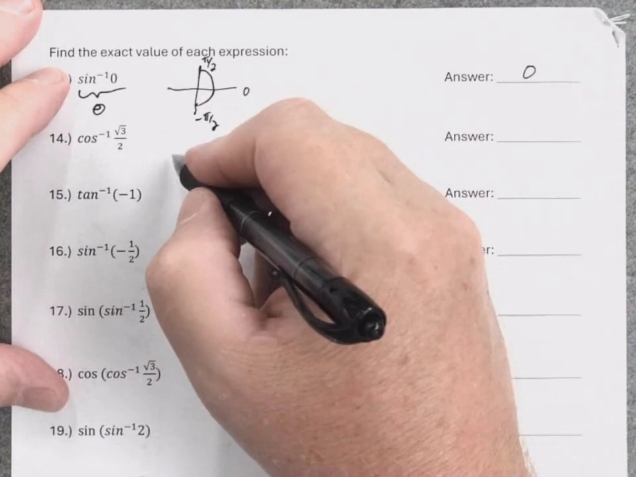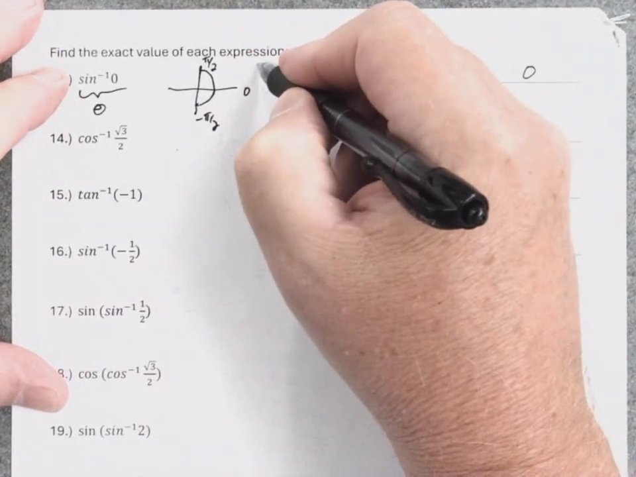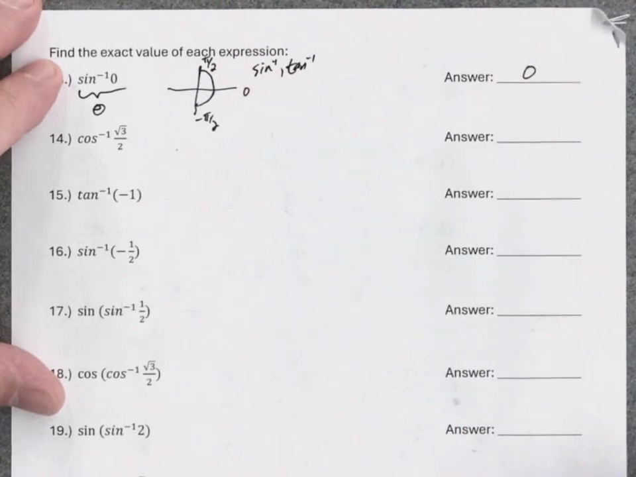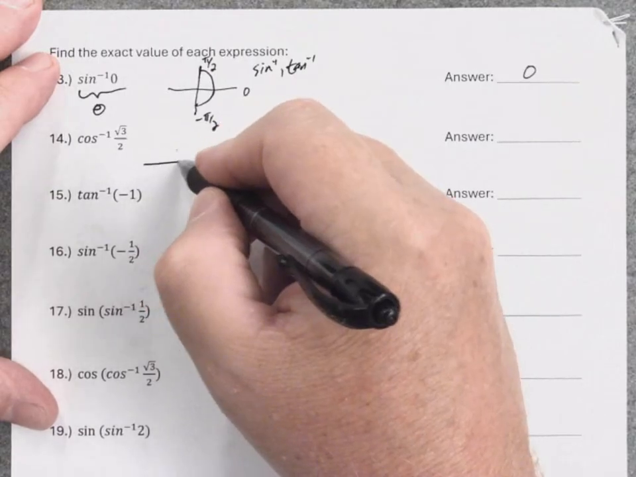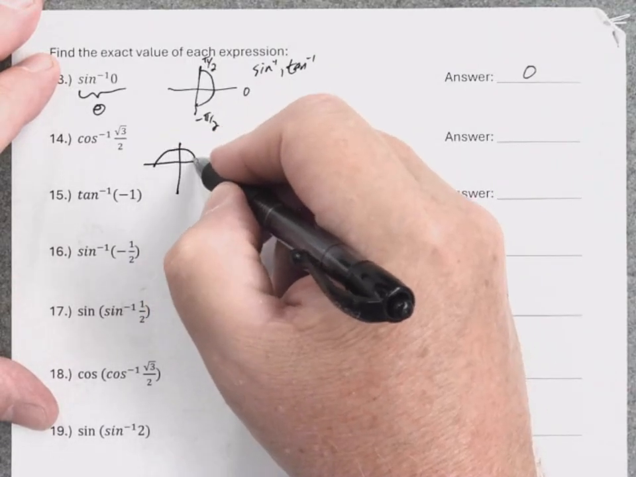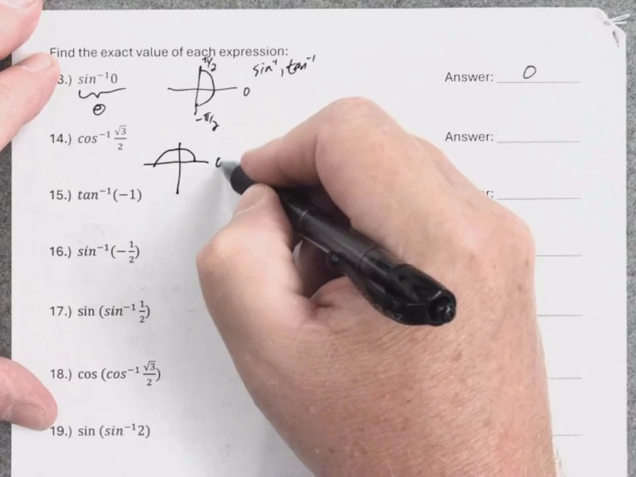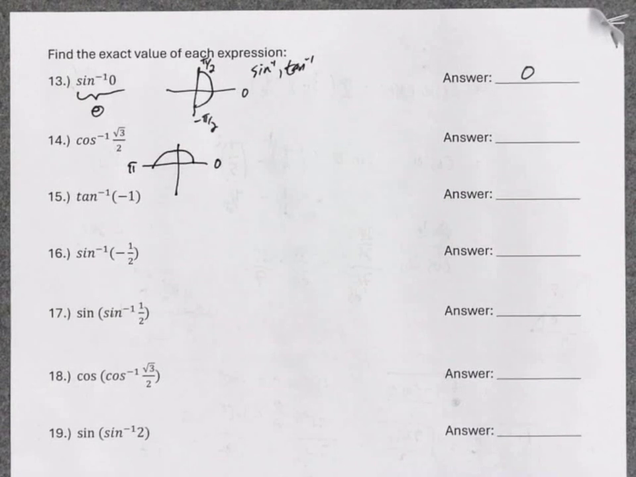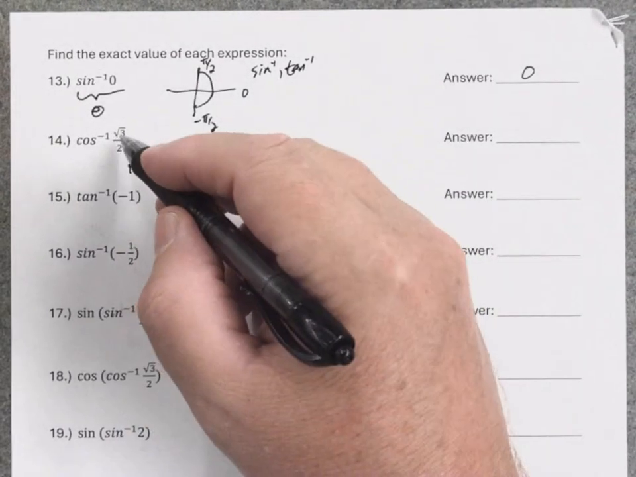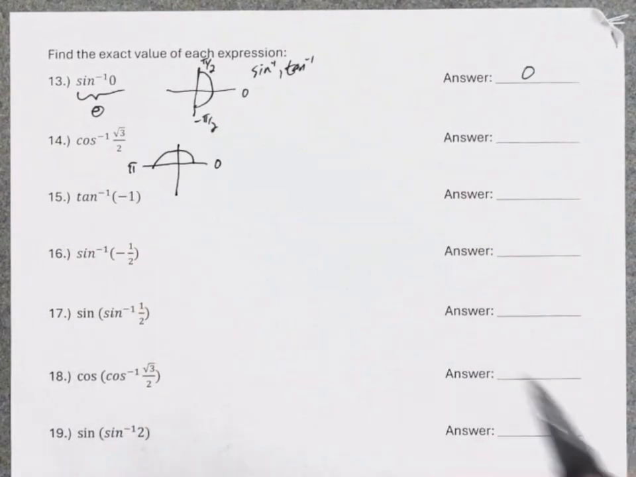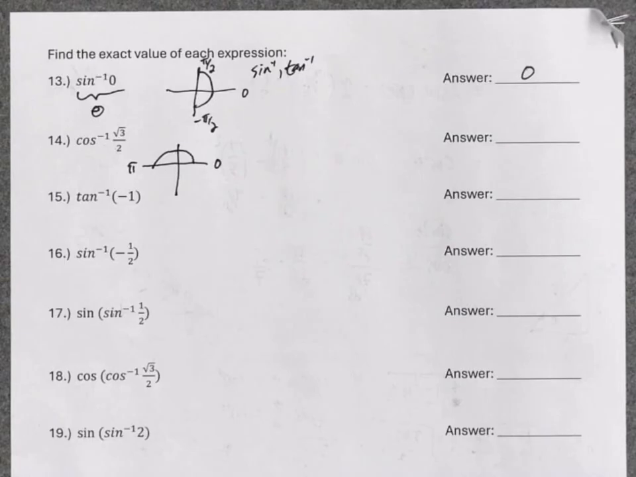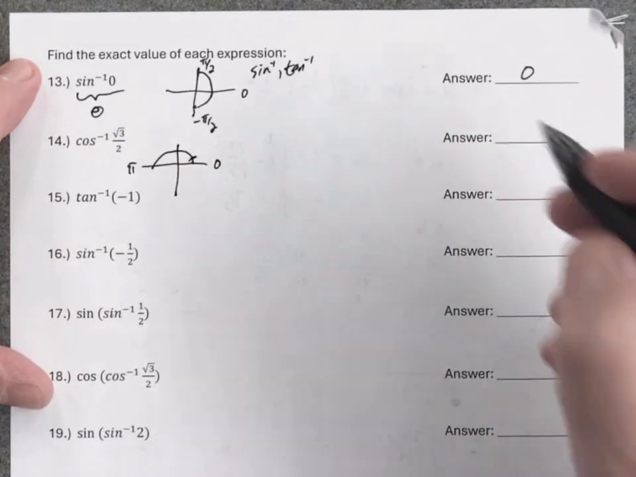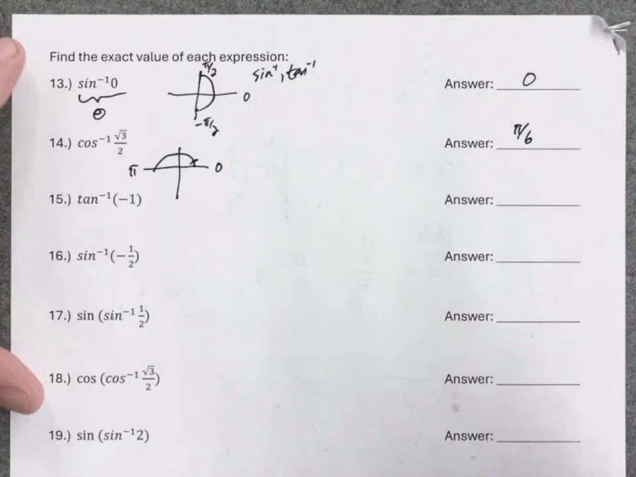Not for the cosine. So this is what we look at when we're doing inverse sine and inverse tangent: the right half of the circle. For cosine, it's a little simpler because the angle has to be in the top half, but the nice thing is the angles are 0 to pi like we're used to. So now I'm looking at the top half of the circle and I'm asking myself, what's the angle where the cosine is square root of 3 over 2? Well, that happens right there at pi over 6.